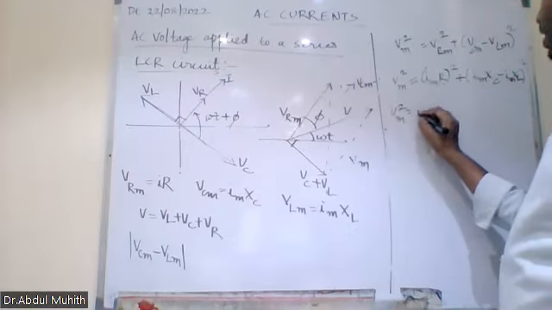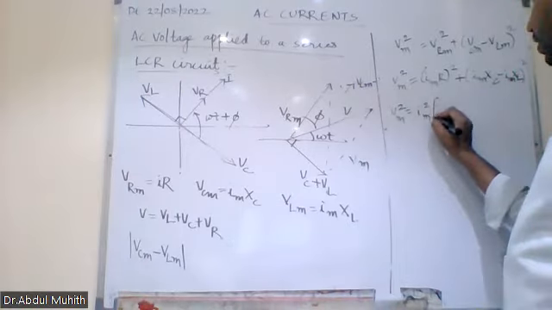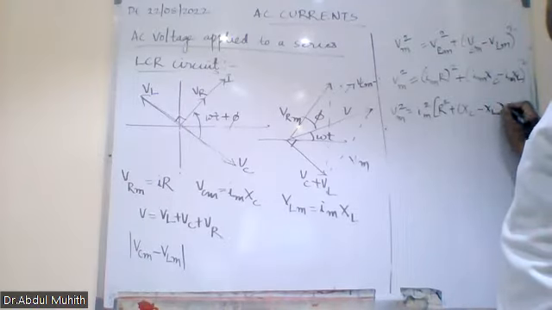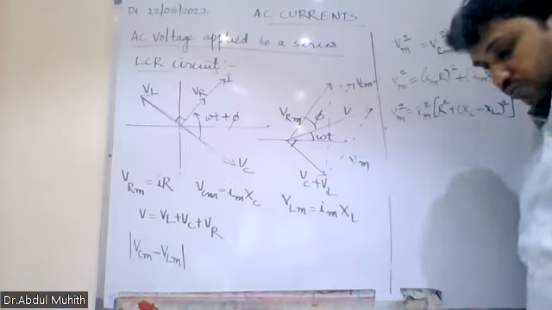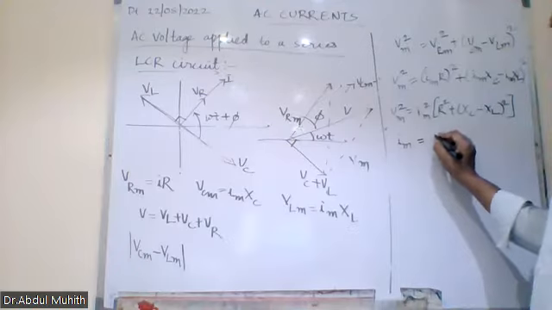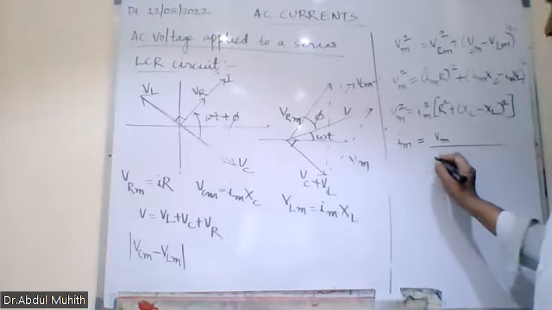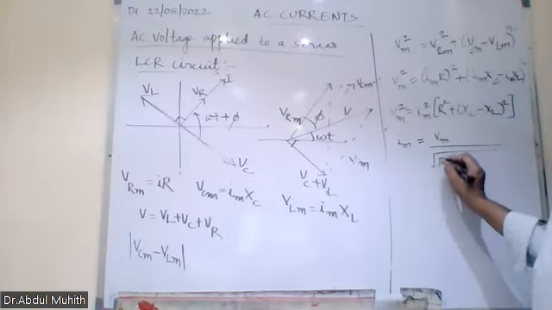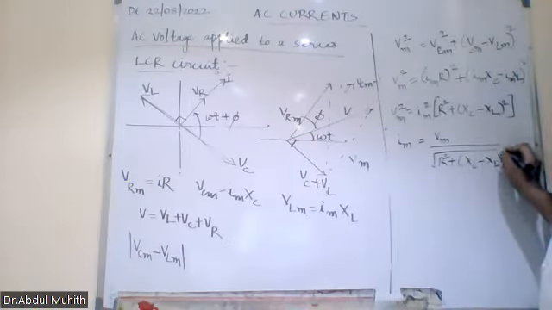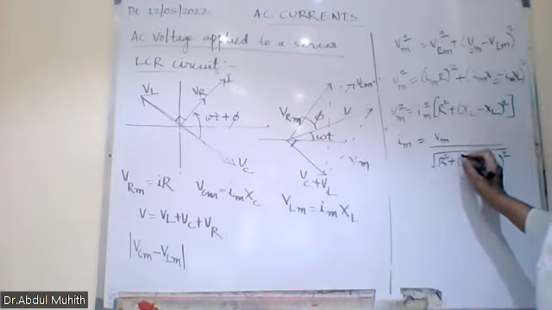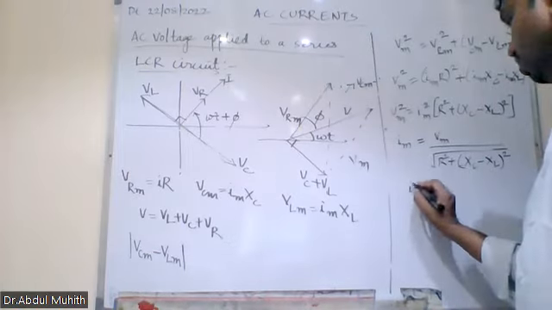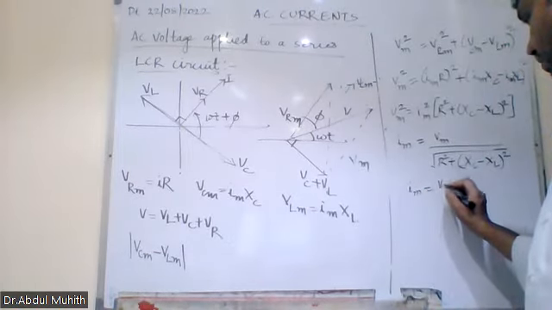VM square is equal to IM square into R square plus XC minus XL whole square. So what will happen now? IM is equal to VM divided by under root of R square plus XC minus XL whole square. Is that clear? So we are writing here IM is equal to VM by Z.